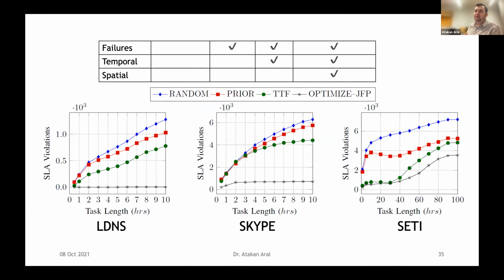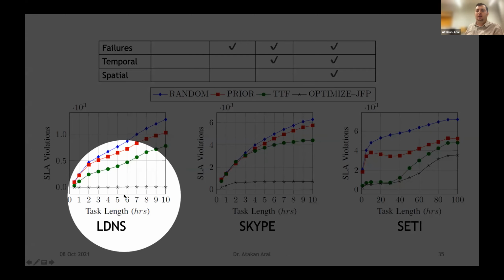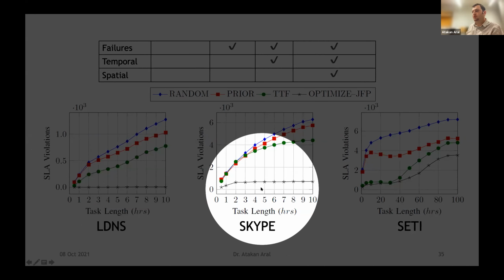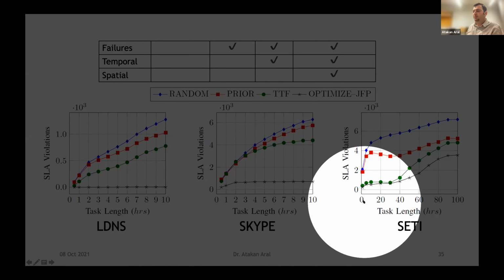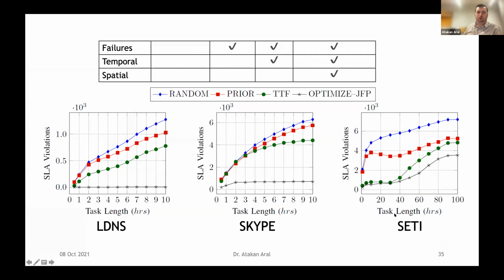Then we move to a more practical metric, that is how many times the SLA was violated, and we used a very strict SLA, which requires 99.99 availability. In the whole simulation, where for each data set we run 10,000 requests, only 5 times the SLA was violated in the case of LDNS, 700 times in the case of Skype, and as you can see, much better than the baseline algorithms, and around 3,000 times in SETI.